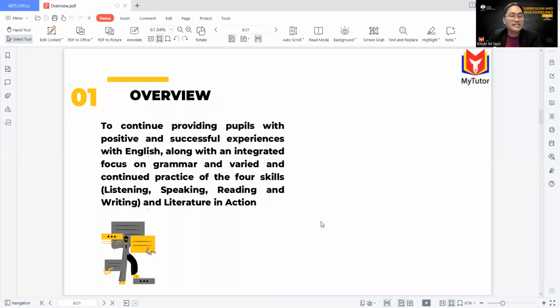Okay, so let's start with the overview. All right, so the aim of learning English is to continue providing pupils with positive and successful experiences with English, along with an integrated focus on grammar and varied and continued practice of the 4 skills: listening, speaking, reading, and writing, and literature in action. This syllabus sets out the themes, language skills, grammar, language functions, and vocabulary pupils will learn. It also provides a list of suggested text types suitable for pupils.